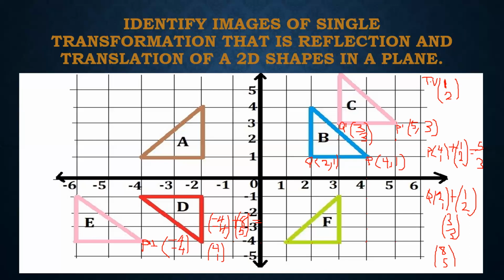So let's check this one. Let's use this coordinate. The P2, which is -4 and -4 here. And then the P1 here is what? -5 and +5 and 3 here. Good. Now let's find the translation vector between the point E and the C.